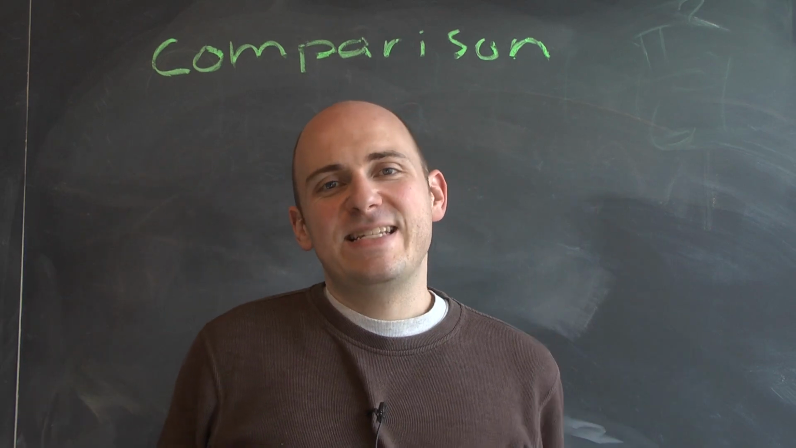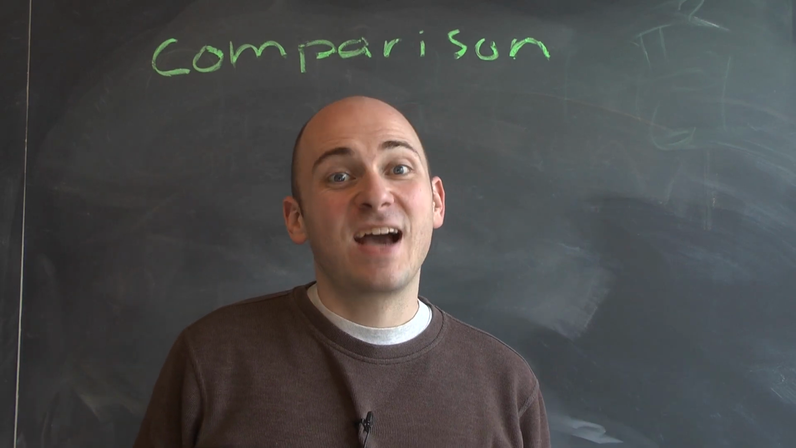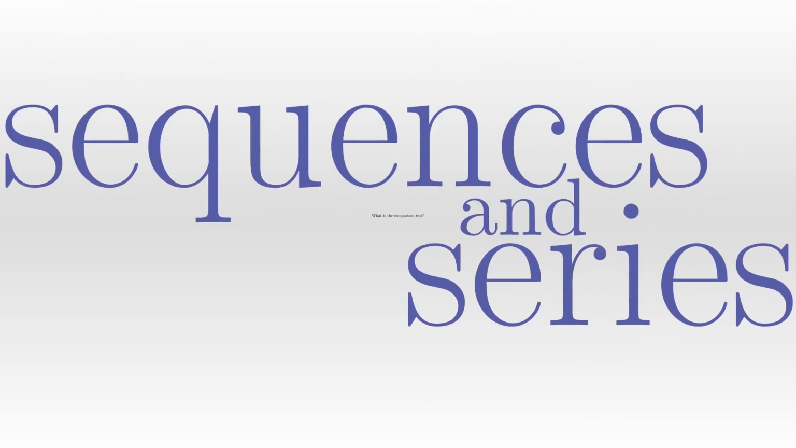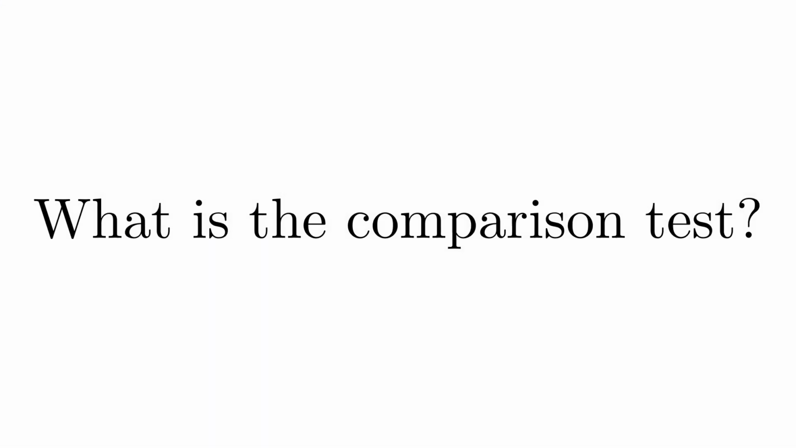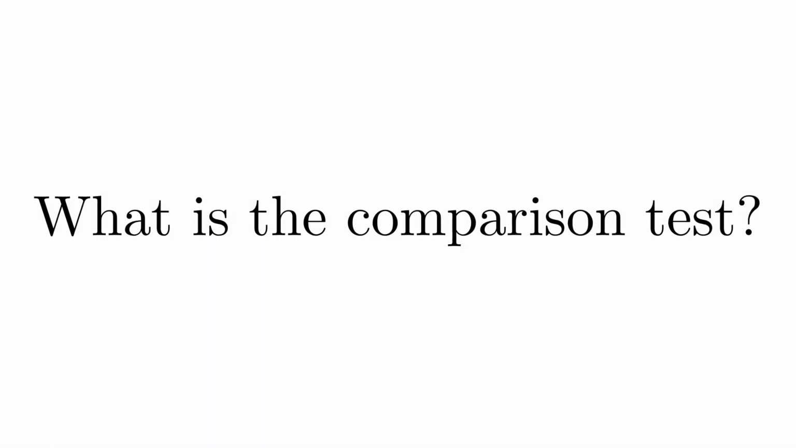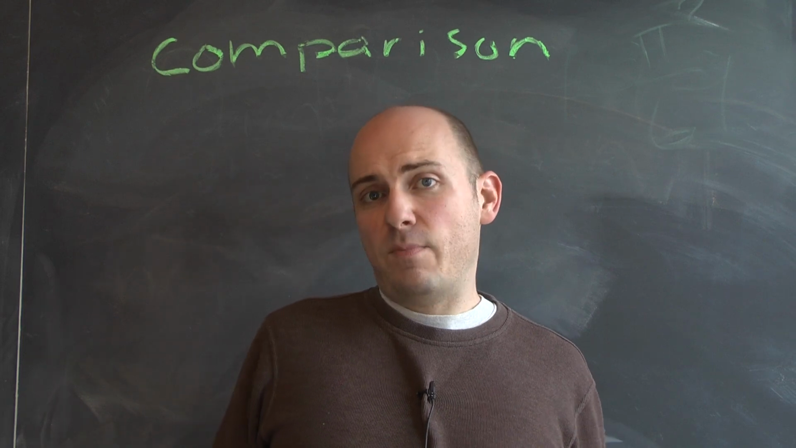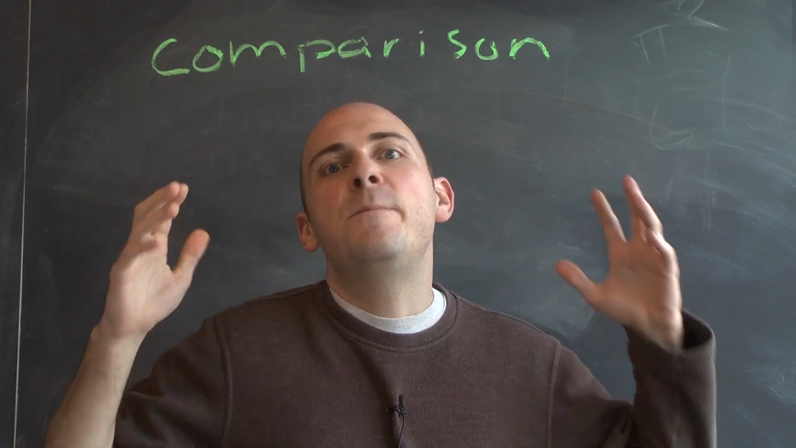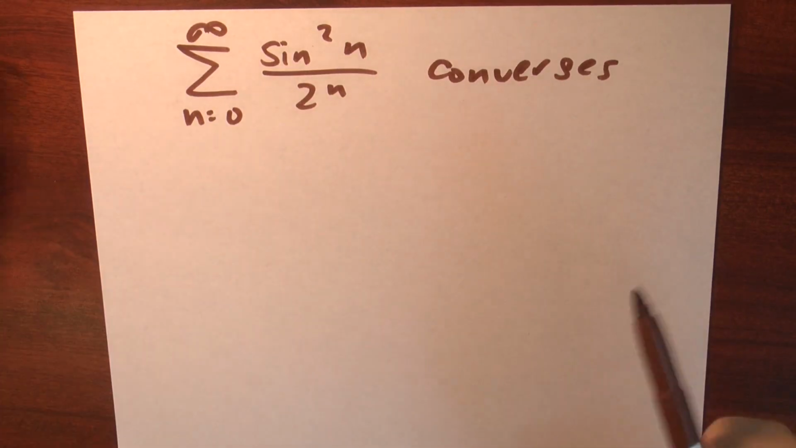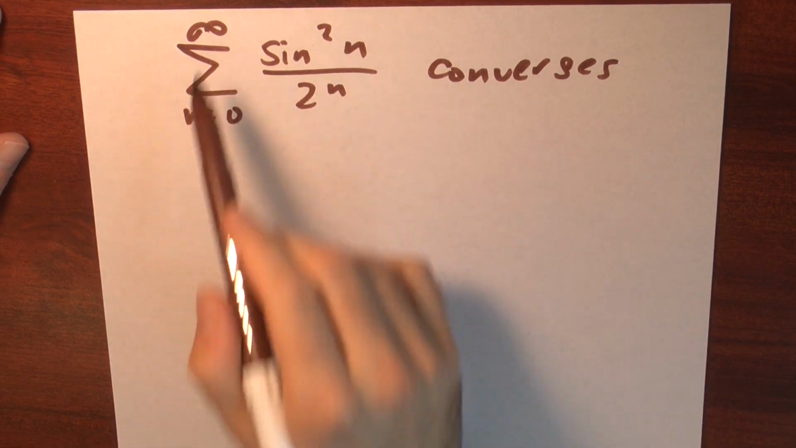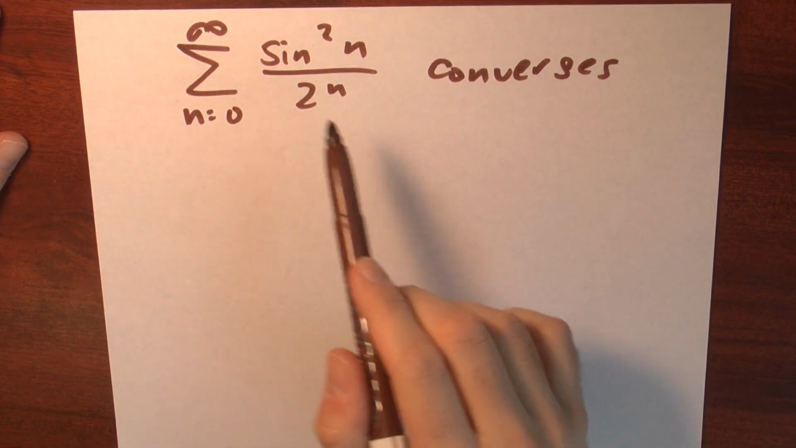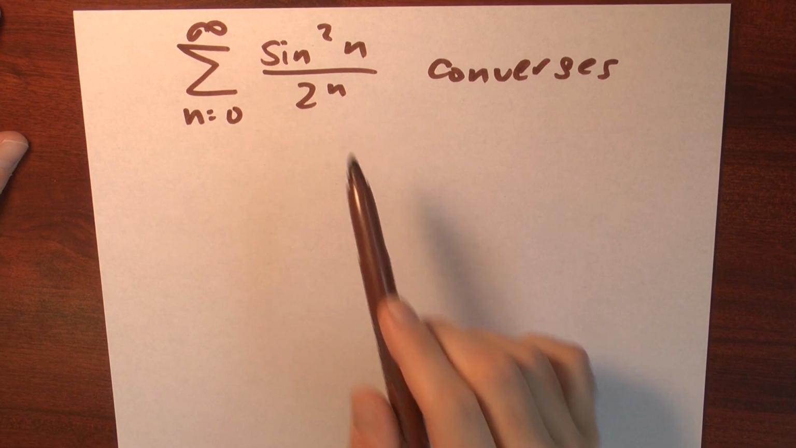We need general techniques for determining when a series converges. We've already seen an example of what's usually called the comparison test. The original series that we looked at was this series. That's the sum n goes from 0 to infinity of sine squared n divided by 2 to the n.